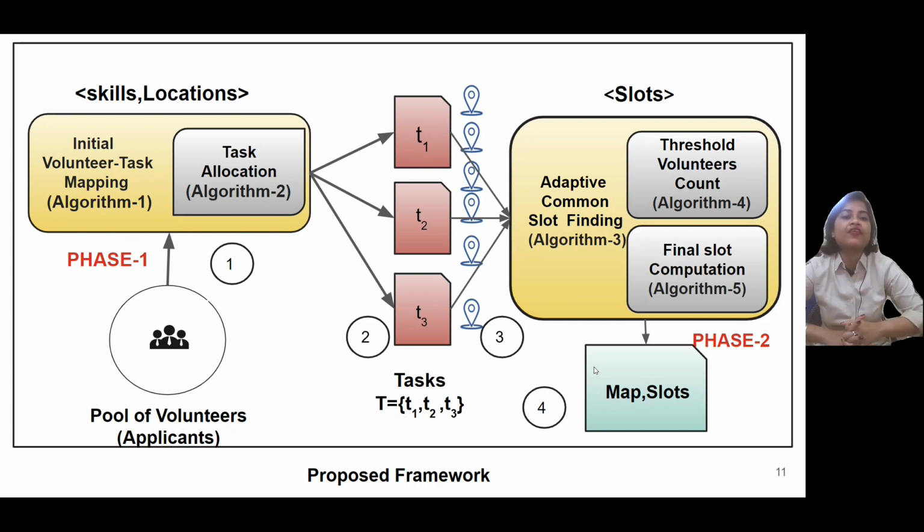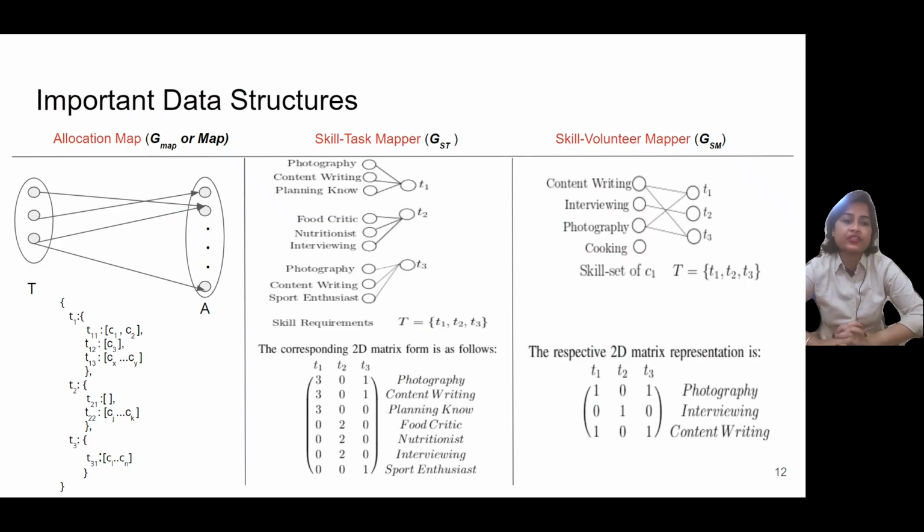The input to the second phase is the map and the slots of the selected volunteers. The phase does the adaptive common slot finding and returns the refined map and recommends a slot for every replica. We utilized three main data structures. First is the map already discussed in the previous slides. Next is a skill task mapper, in short GST.